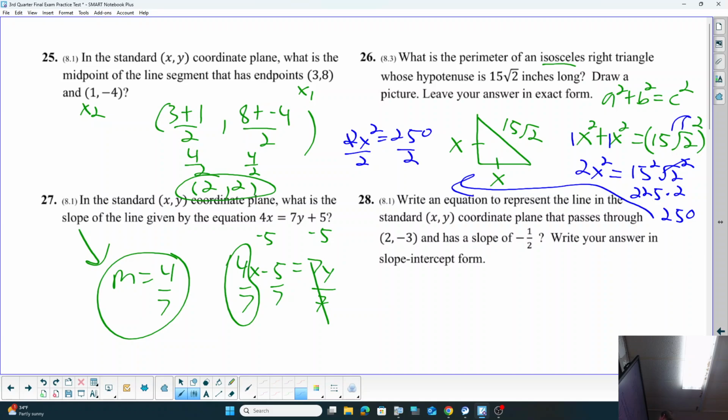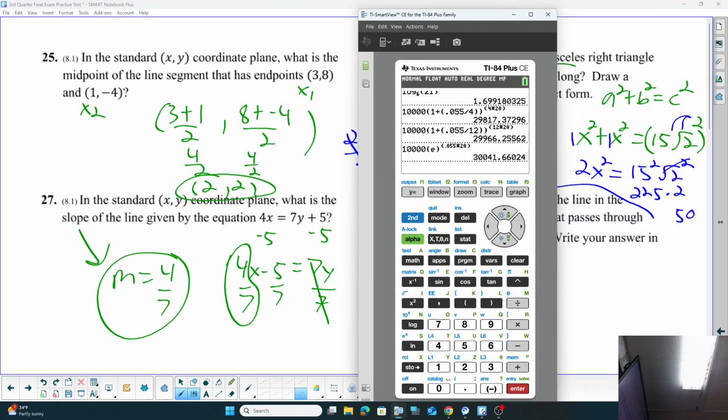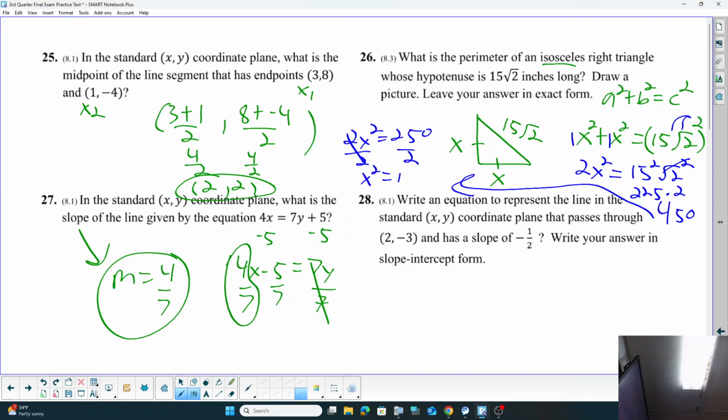So that's back down to 250. No, that's wrong. That's not 250, is it? What's 225 times 2? That's 450. So now we're going to take 450 and divide that by 2. And so that's going to be back down to 225.